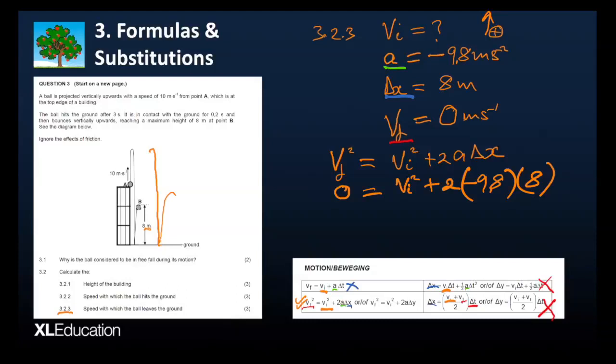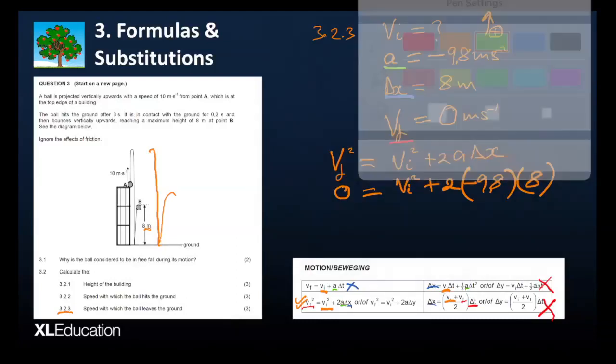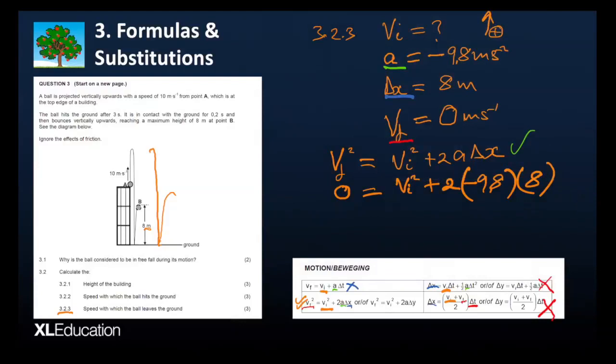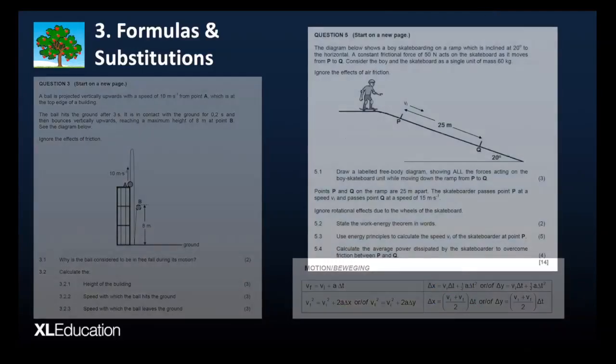Now you can rearrange this and enter it into your calculator and get the marks. So already for doing this, you are going to get your 2 marks out of 3 for the formula and your substitution. Right. Let's move on.